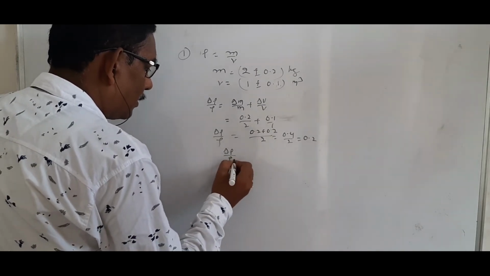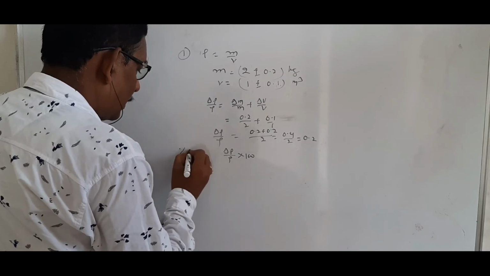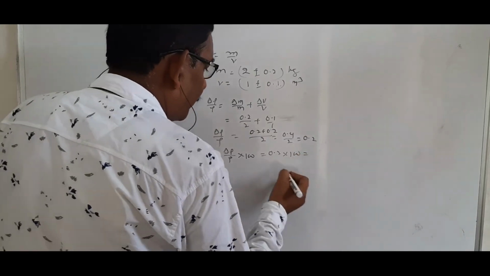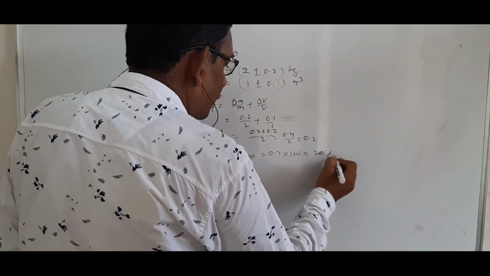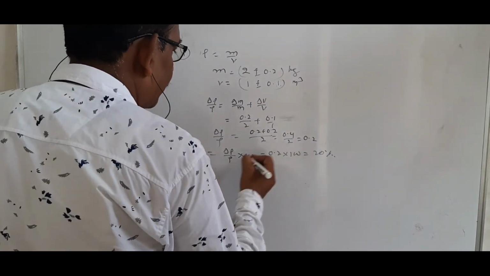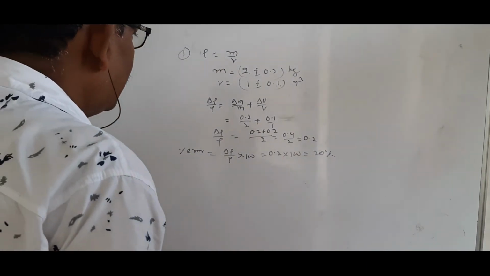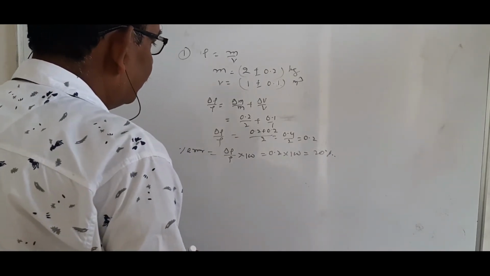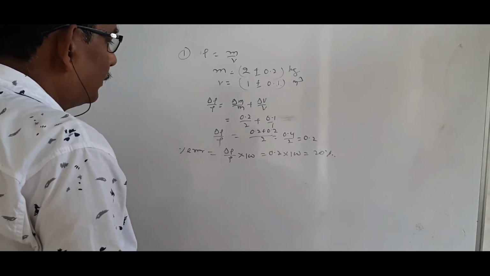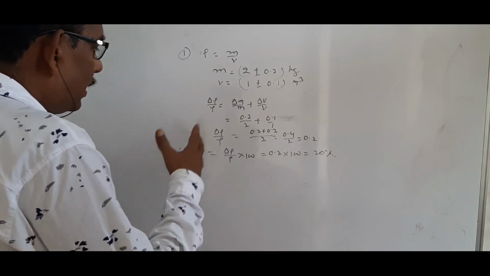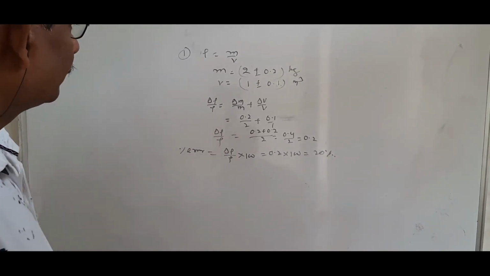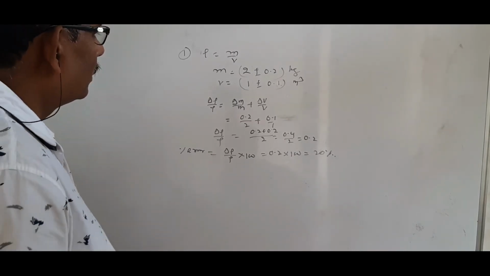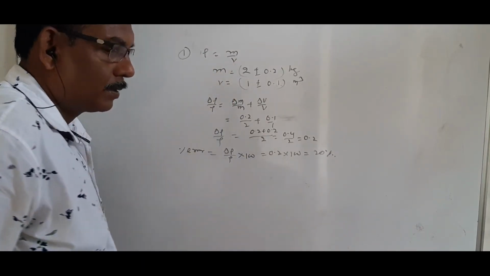Percentage error, percent error, 0.2 into 100, that is your 20%. So in this way you calculate the value of your relative error or percent error in case the value is given in quotient.